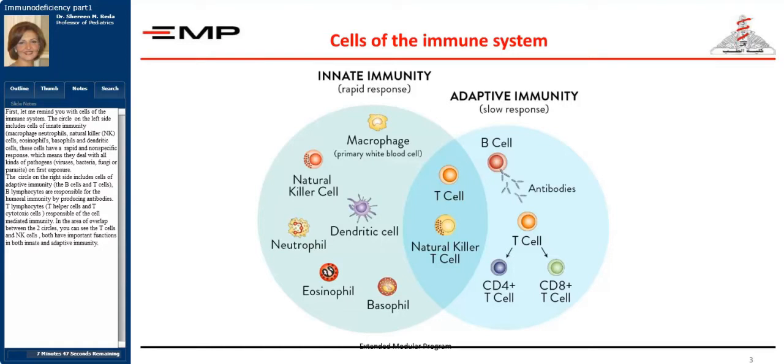The circle on the right side includes cells of the adaptive immunity, the lymphocytes, mainly B cells and T cells. The B cells are responsible for the humoral immunity by producing antibodies, while the T lymphocytes, the T helper cells and T cytotoxic cells, are responsible for cell-mediated immunity. In the area of overlap between the two circles, you can see T cells and natural killer cells. These two cells have important functions in both innate and adaptive immunity.